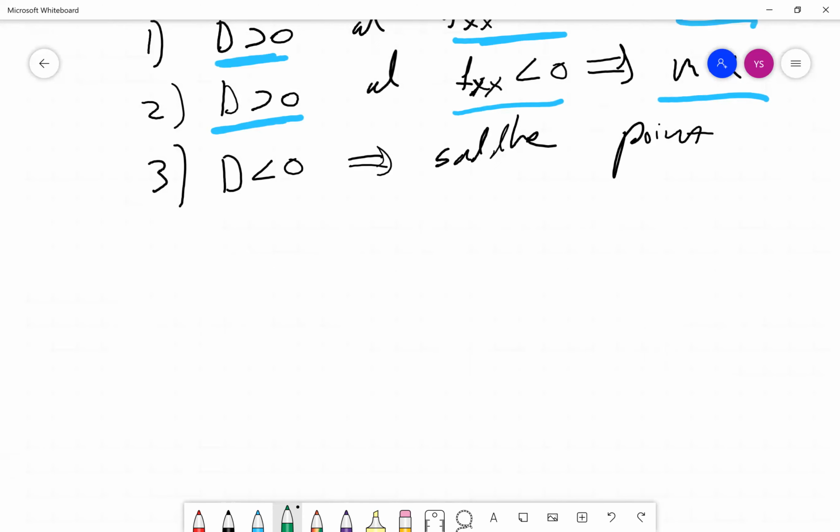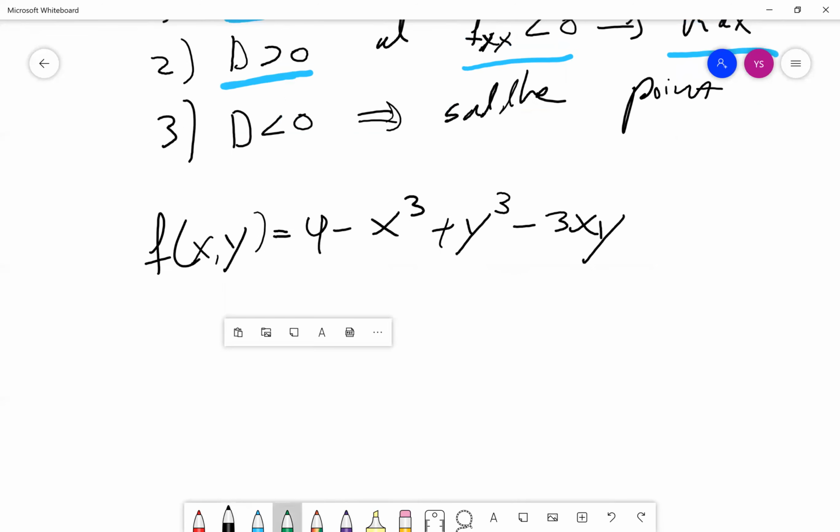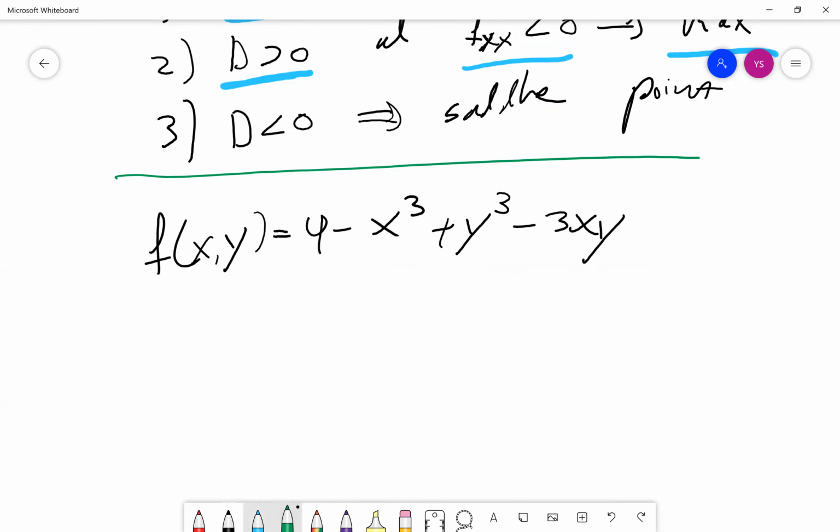Okay, so let's do an example. So let's say your f of x, y is equal to 4 minus x cubed plus y cubed minus 3xy. And they ask us to find and classify all the critical points. And classify, which means is it minimums or maximums or saddle points.